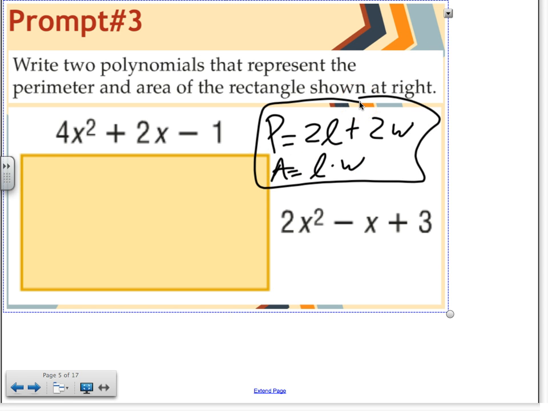Why do you think I have to define these two first? What is the problem asking you to write? Perimeter and area. So at least I need to have some sort of structure to build upon. If I don't have anything to start with, how am I going to write the area or perimeter of this rectangle? Anyway, let's identify what we already have.